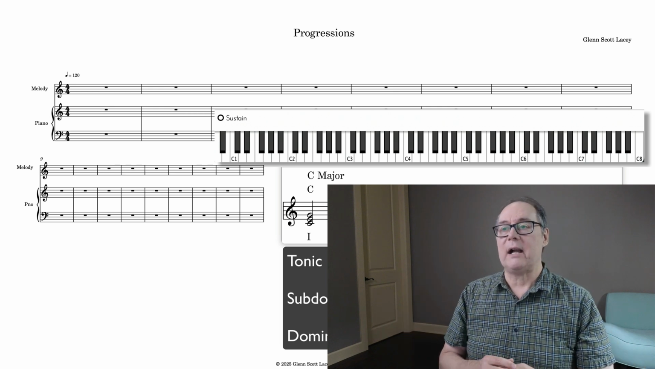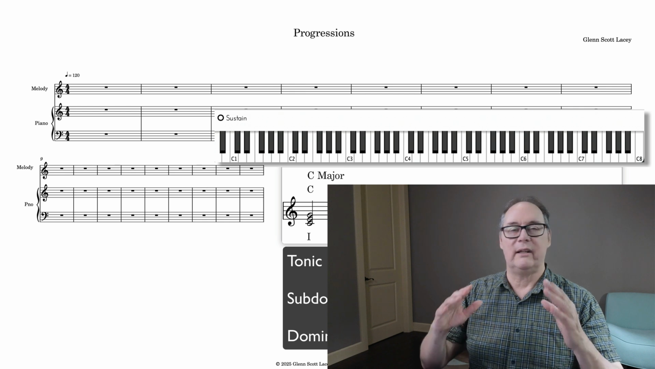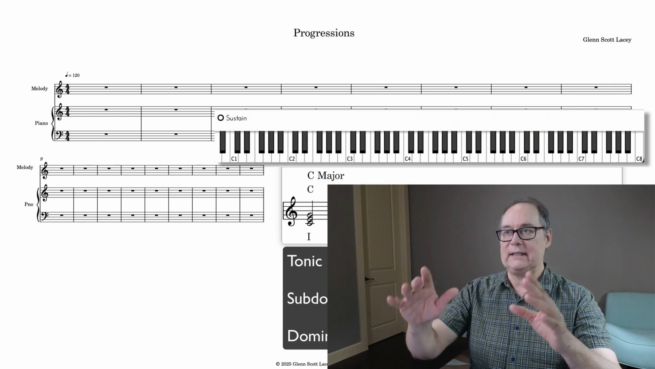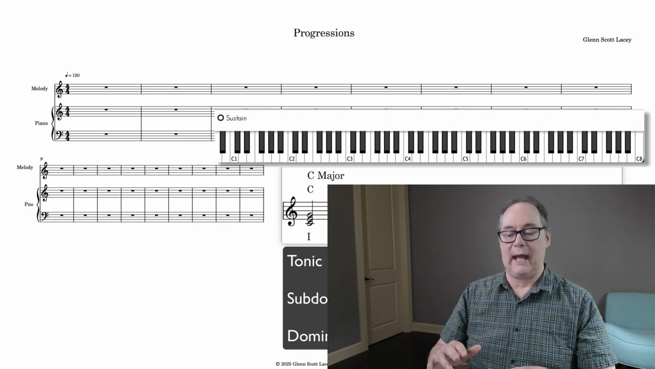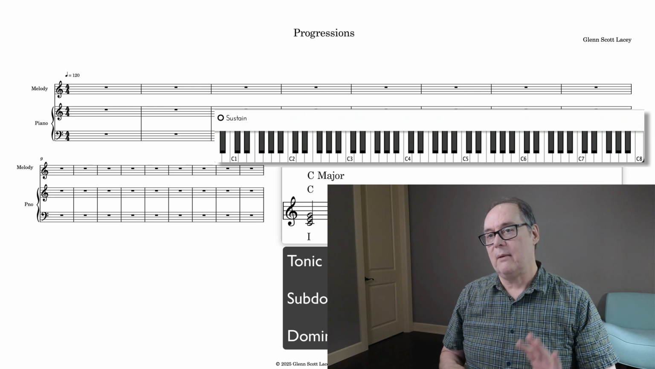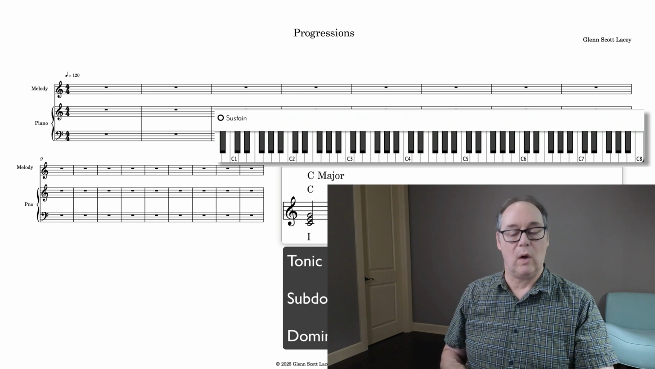Let's take a very common chord progression that you hear in many, many songs and see how it works through the different categories. So I'm going to take the progression 1, 6, 2, 5, 1.